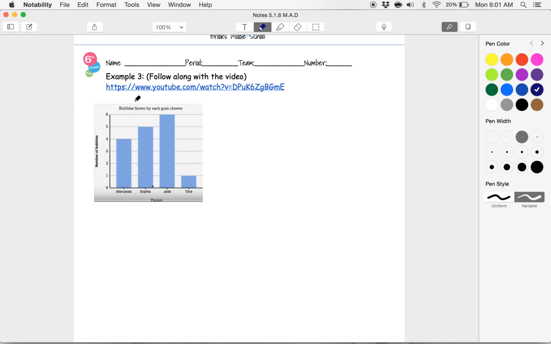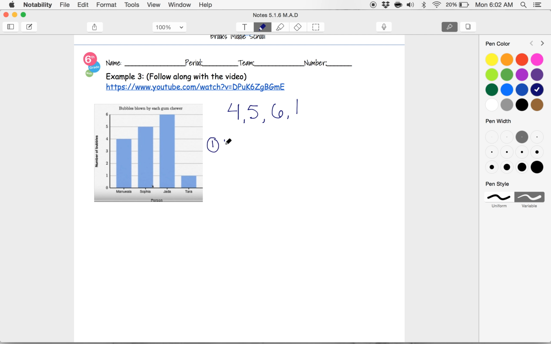So, these are the bubbles blown by each gum chewer. So we're going to be comparing how many bubbles each person blew. So I'm going to have to write my data set. Manuela looks like she did 4 bubbles. Sophia did 5. Jada did 6. And Tara only had 1. So this is our data set. It's kind of small this time. Just a 4, a 5, a 6, a 1.